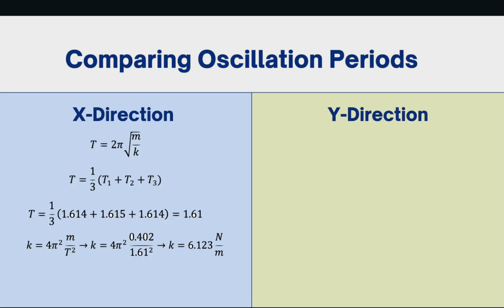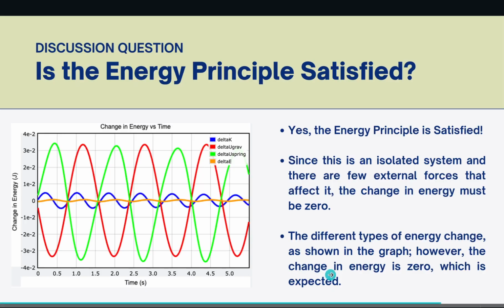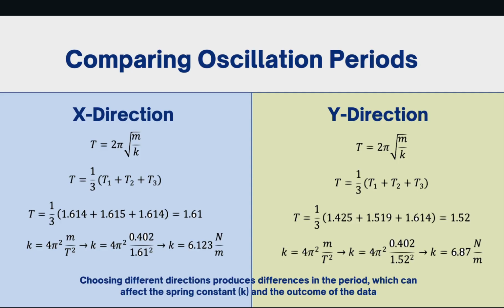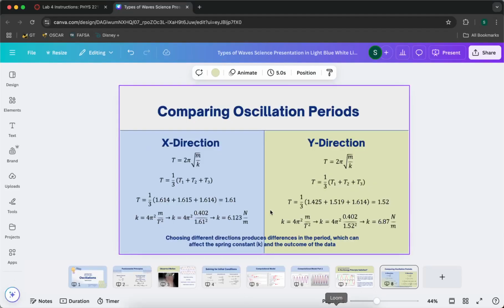And so comparing oscillation periods in the x direction, we found, from the calculation on the previous slide, the spring constant for the x direction of the spring. So that would be this graph here. However, in the y direction, if we do the same calculation and we find the oscillation period based on the y direction graph, we actually find that it has a greater spring constant. And so choosing different directions for the calculation produces differences in the period time, and this can affect the spring constant k, which overall affects the outcome of the data.